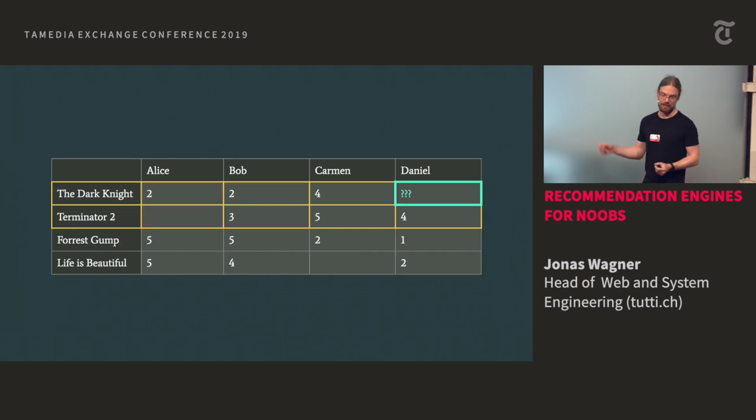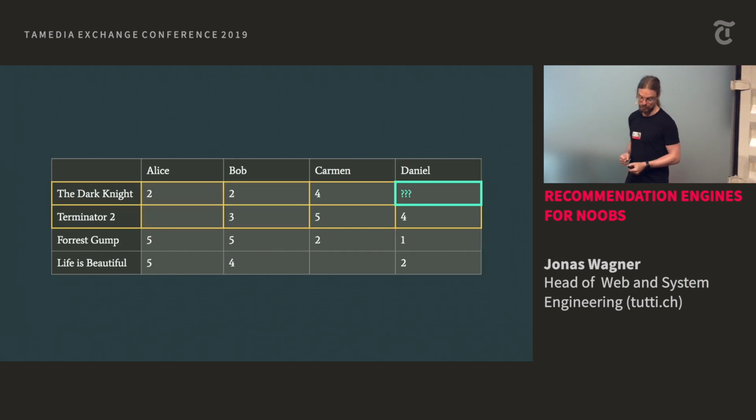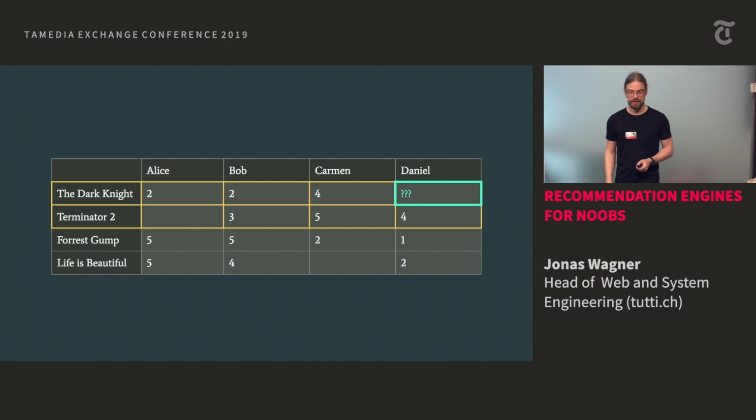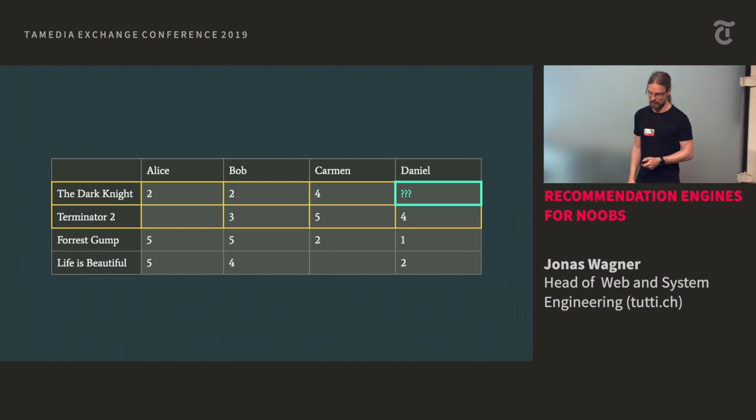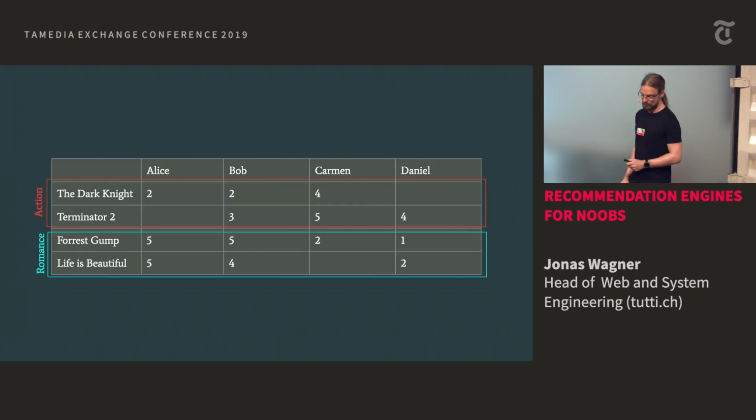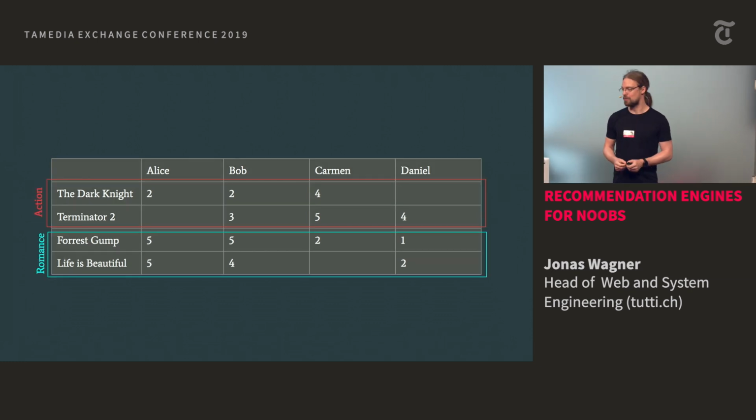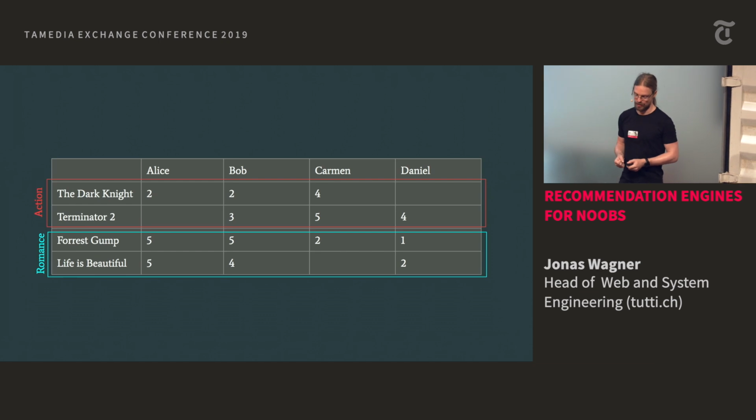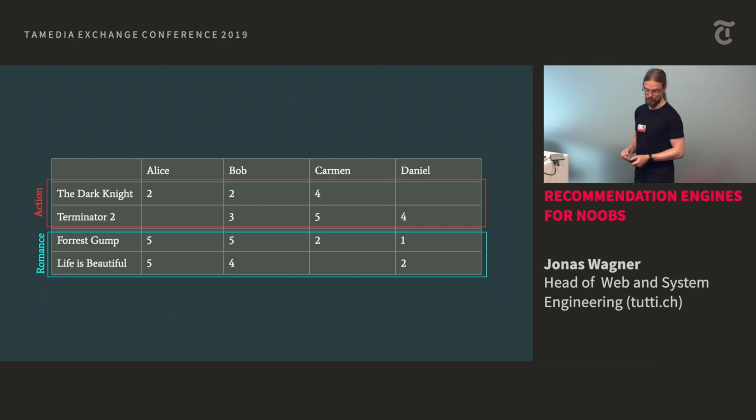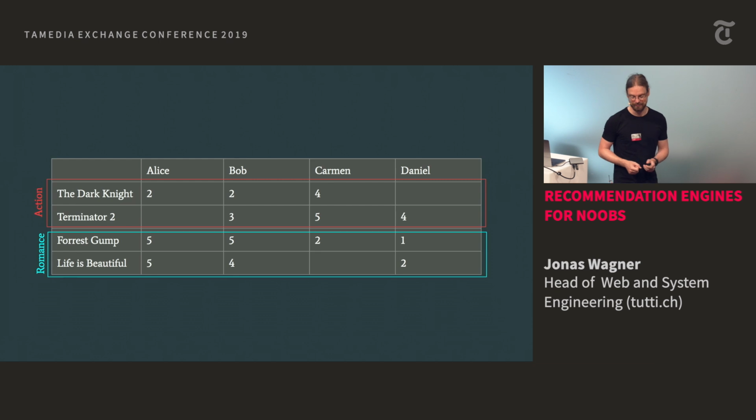We could also take the other perspective and look at the movies. We could see that The Dark Knight and Terminator generally got similar ratings. Daniel liked Terminator, maybe he's going to like The Dark Knight. In general, we could abstract this a little bit more and come up with labels for these movies, or features, as they would be called in the trade. So we could say Dark Knight and Terminator, action movies, Forrest Gump and Life is Beautiful. It's more romantic, I guess.